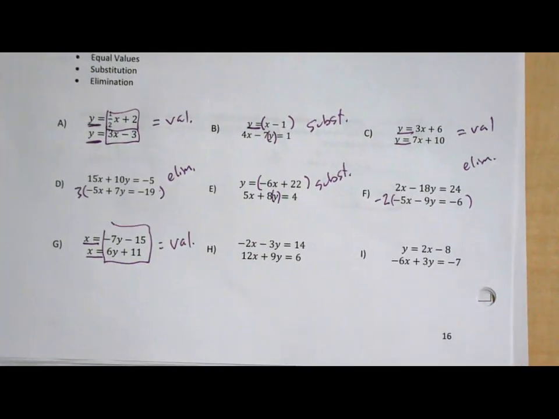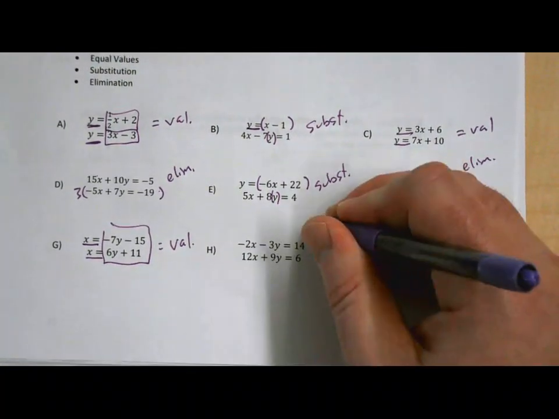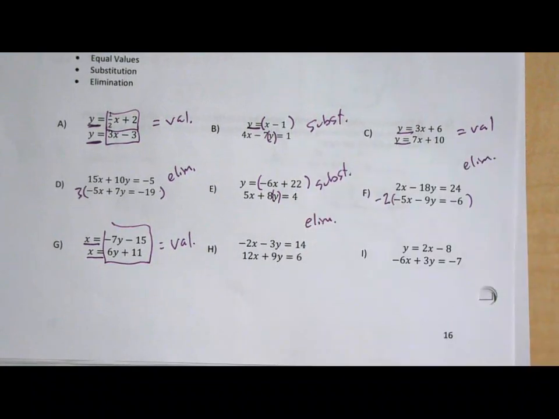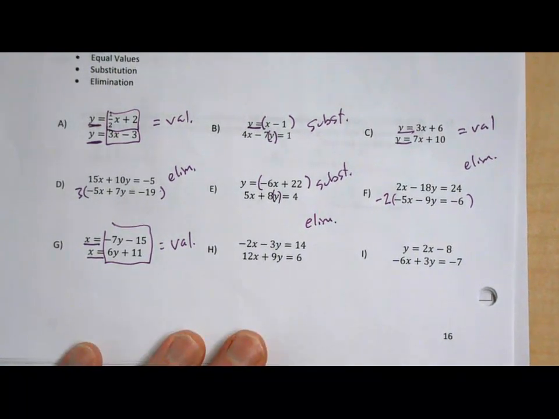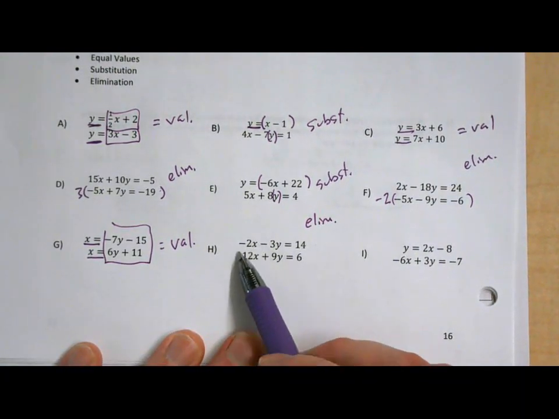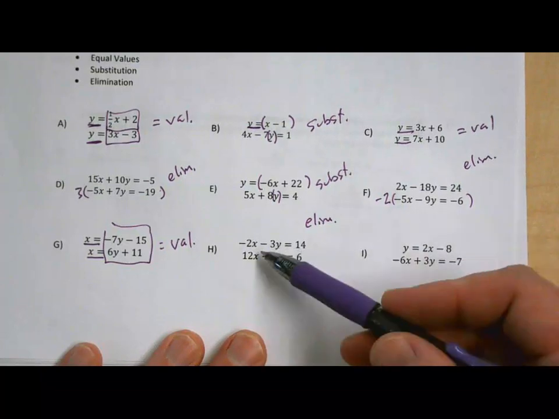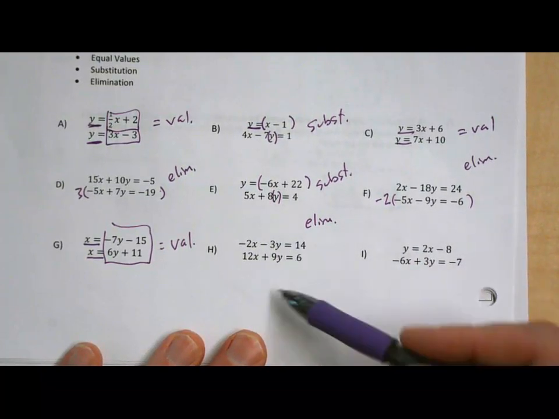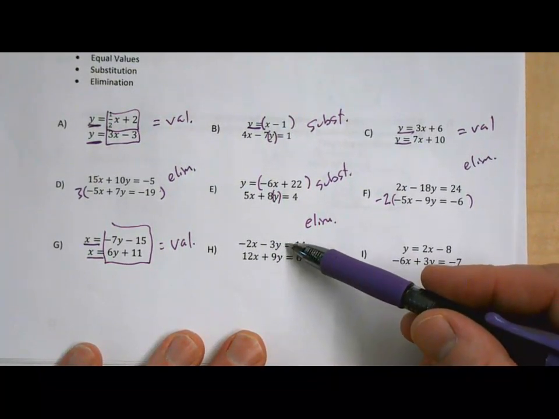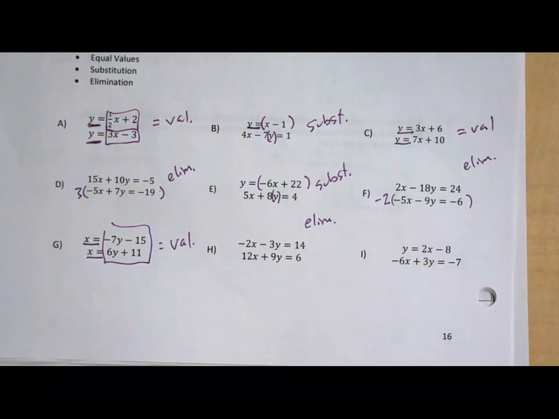H is an elimination problem. Would you be eliminating the x's or the y's, or dealer's choice? Dealer's choice. Yeah, I could get rid of the x's if I multiplied, let's see, I could multiply that by 6, and that would get me a negative 12x. Or I could multiply this by 3 and get me a negative 9y. So we've got options there.